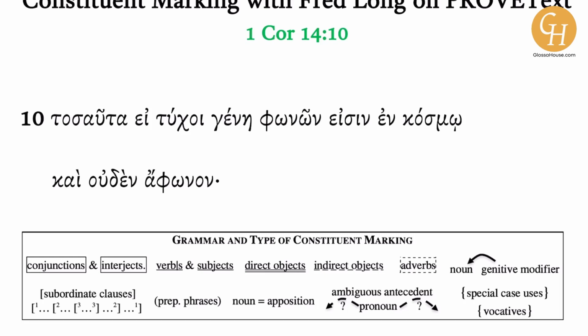So what's the subject? What's the verb? What's the direct object? What are the modifiers? Everything else is a modifier. So we're looking for different kinds of parts of speech as well as different kinds of functions and constructions. So let's keep working on this text.